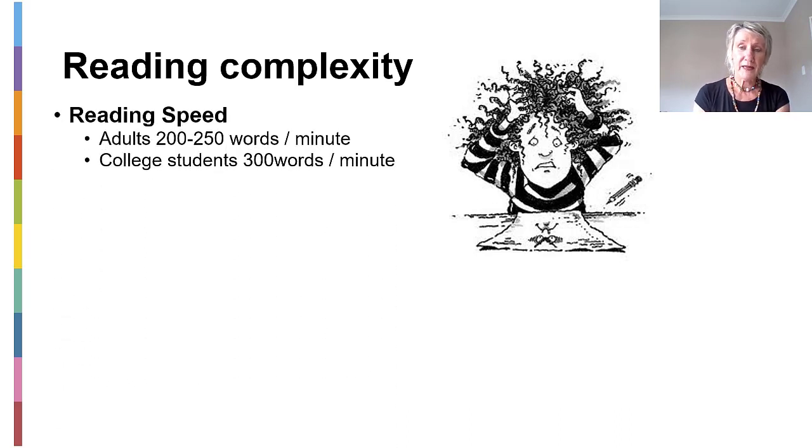So if you're an adult, you are actually speaking at the rate of 200 to 250 words a minute. If you read slower than this, often you don't understand what you're reading and you fall asleep because your brain gets very bored if you are reading too slowly. If you're a college student, you should be able to read about 300 words a minute, because you're reading all the time, so your speed does increase.